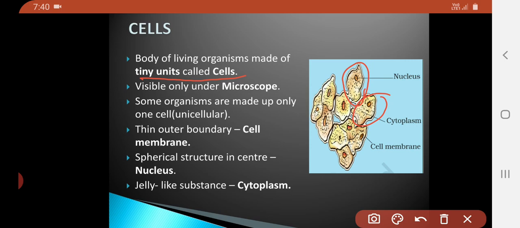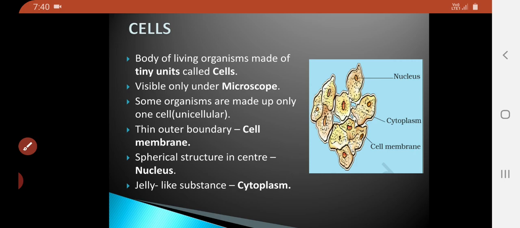These cells are not visible to our naked eye. They are only visible under the microscope. What is a microscope? A microscope is an instrument which is used to see smaller objects. Some organisms are made up of only one cell. Those are called unicellular. Uni means single and cellular means cell. So organisms made up of a single cell are called unicellular.